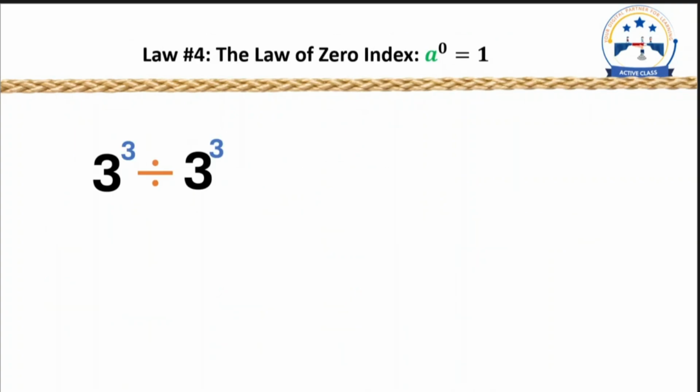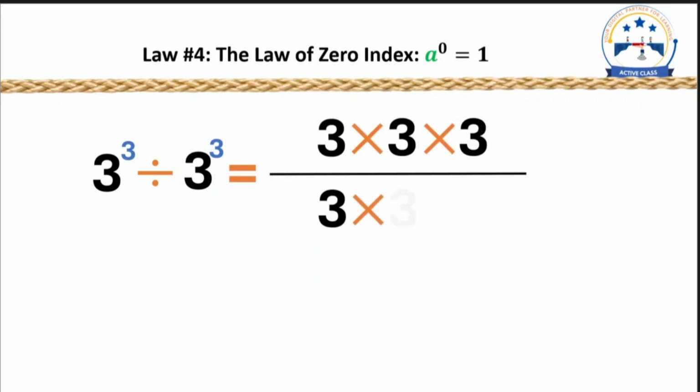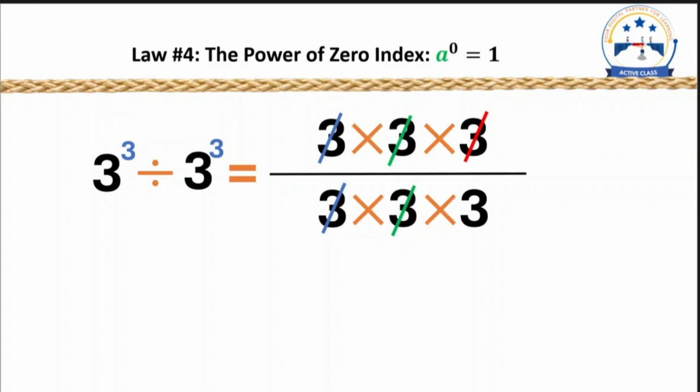The fourth law is the law of zero index. What happens if we get 0 in the power? Let's see through an example. Suppose we have 3 power 3 divided by 3 power 3, the same base and the same power, and we are dividing. Then if we use the general meaning of indices, we just multiply 3 three times in the numerator and denominator, and we cancel out the common factors from numerator and denominator. Here all the factors got cancelled, means we got 1 as the quotient.